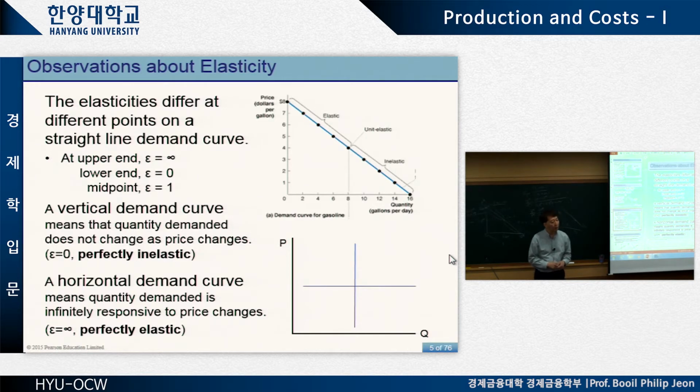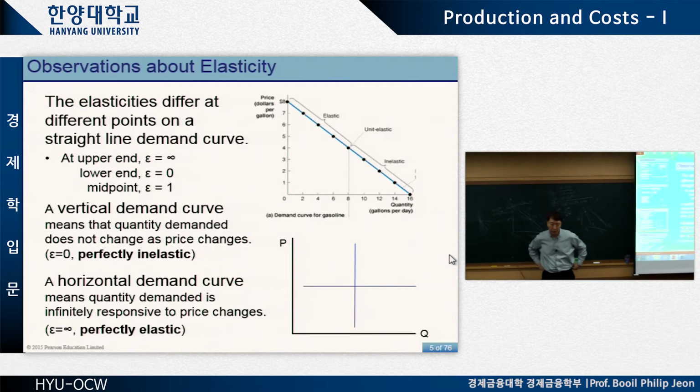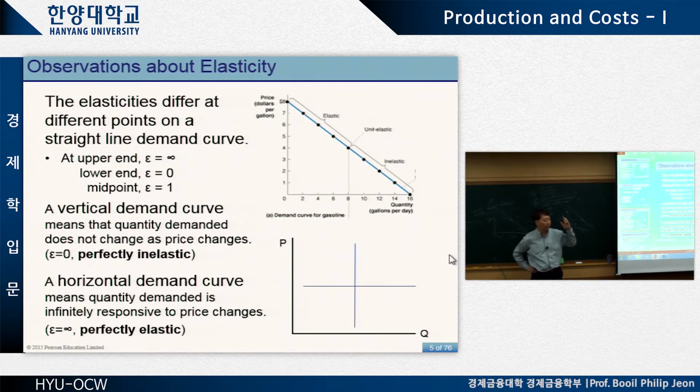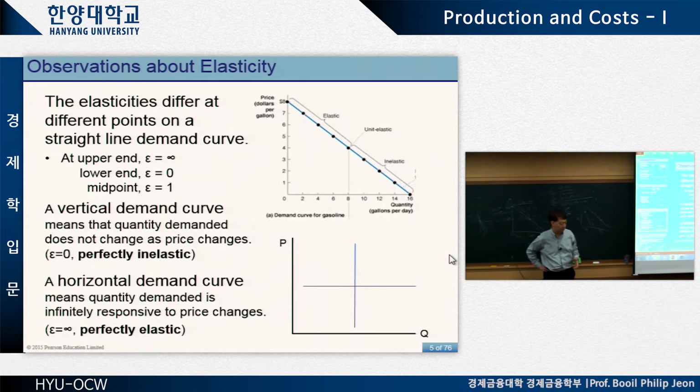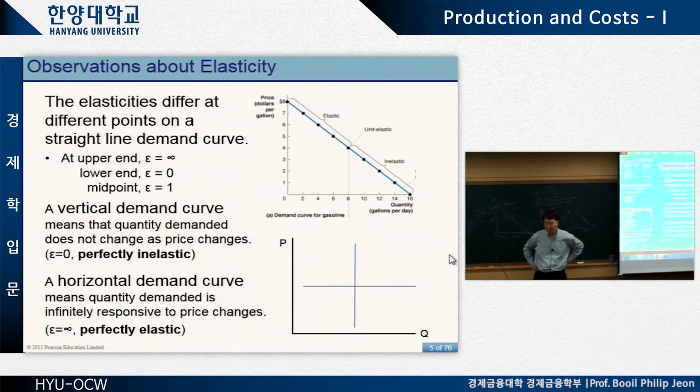Is there such a thing which has perfectly inelastic demand? Can you imagine? Elastic demand, inelastic demand. Is there anything you can imagine with perfectly inelastic demand? In other words, whatever you charge, even if you raise the price from $1 to $1 million, right? People still buy the same amount of this product or service. I don't think you can find any.